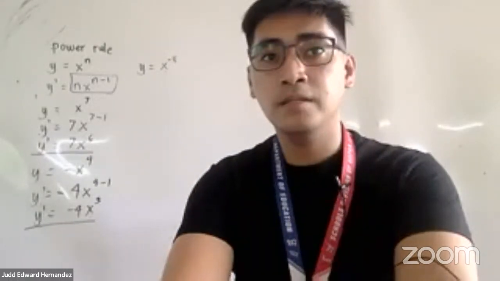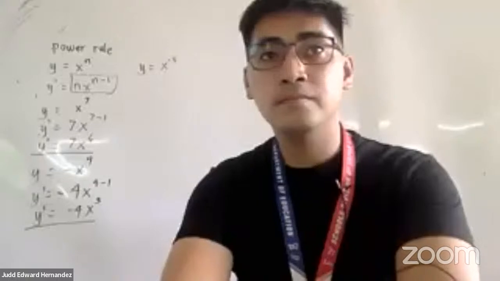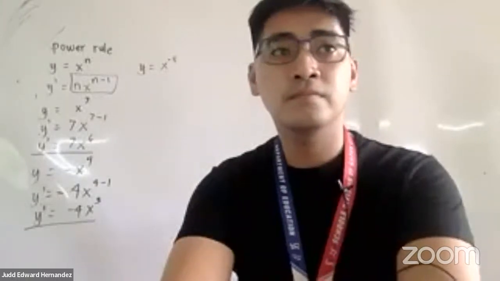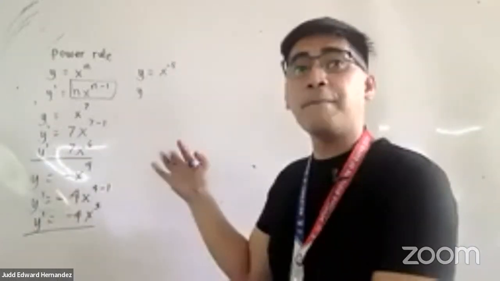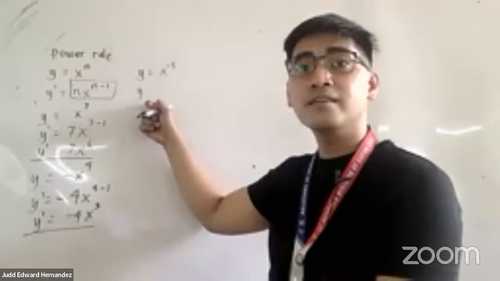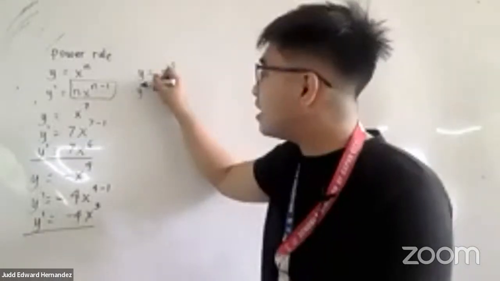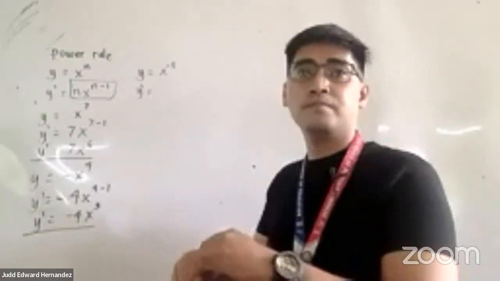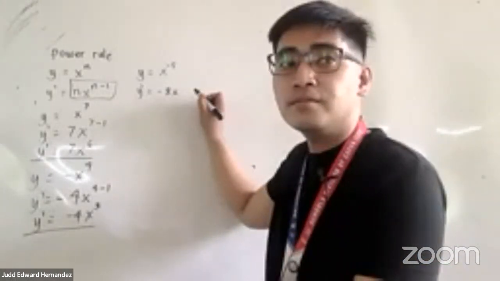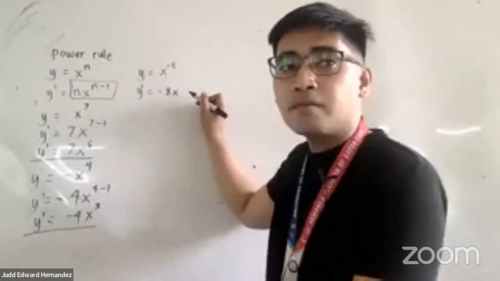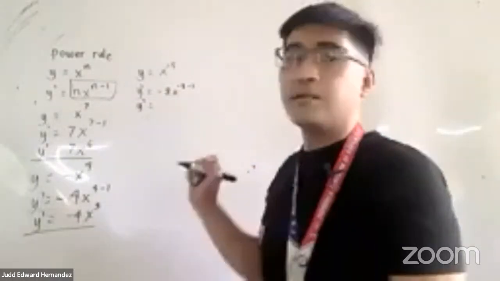Sir, y is equal to negative 8. Avon, hindi na siya y. Dapat siya na ngayon ay y prime, kasi derivative na siya. Y prime is equal to? Negative 8x raised to negative 8 minus 1 po. Negative 8 minus 1. Simplify. Therefore, y prime is equal to?